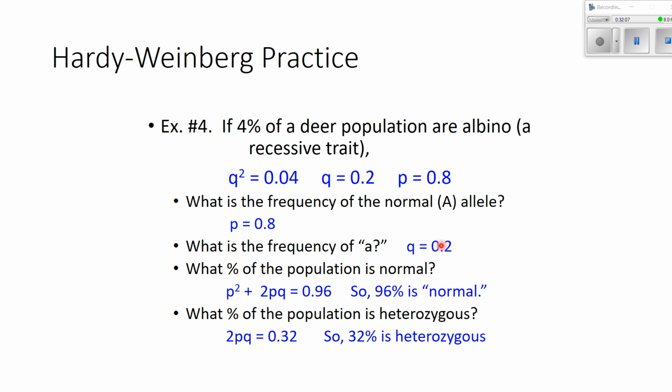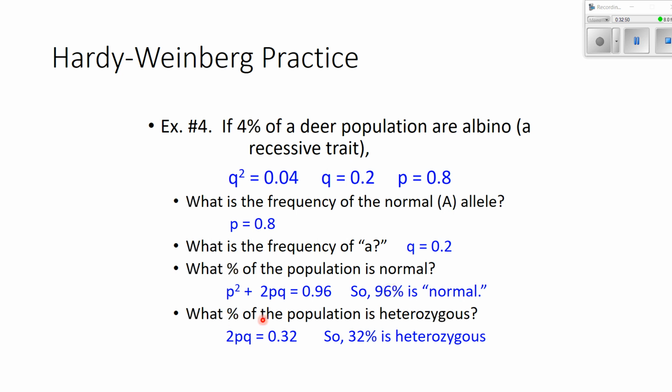What percent of the population is normal, not albino? Now, there's 2 ways to solve that. The mathematical way is, let's see, normal deer. That would be the homozygous dominant deer, big A. That would also be the heterozygous deer, the ones that are big A, little a. So P squared plus 2PQ is 0.96, 96%. But you want to know the easy way? It tells me right here 4% of them are abnormal. 4% of them are albino. So the rest of them are normal, which is 96%. So I really didn't have to do any math on this one. It's pretty obvious that it's 96%.